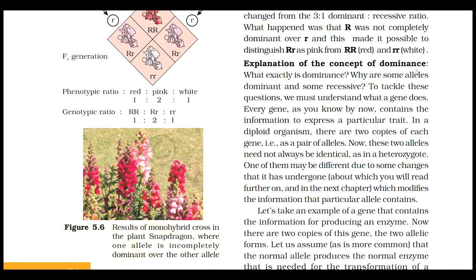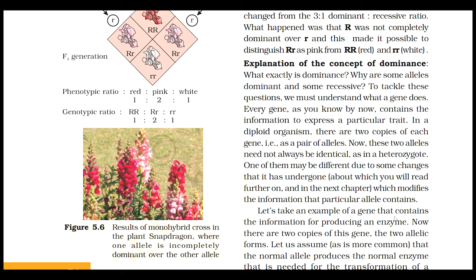Explanation of the concept of dominance. What exactly is dominance? Why are some alleles dominant and some recessive? To tackle these questions, we must understand what a gene does. Every gene, as you know by now, contains the information to express a particular trait. In a diploid organism, there are two copies of each gene, that is, a pair of alleles. Now, these two alleles need not always be identical, as in a heterozygote, one of them may be different due to some changes that it has undergone, about which you will read further on and in the next chapter, which modifies the information that particular allele contains.